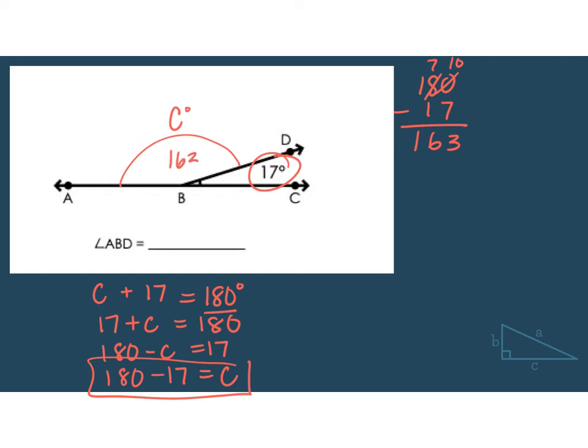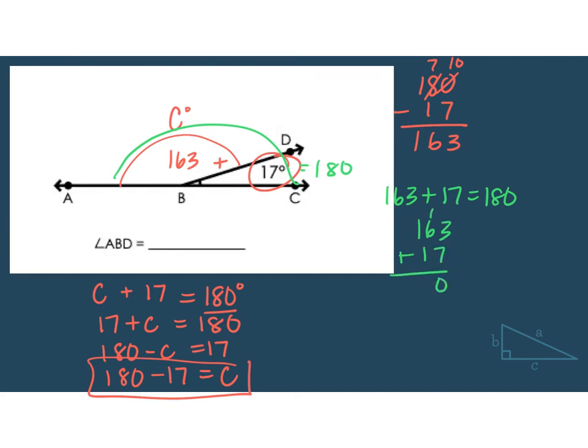Does 163 plus 17 equal 180? Let's see. 163 plus 17 equals 180. 163 plus 17. 3 plus 7 is 10. 1 plus 6 is 7 plus 1 is 8. 1 plus nothing is 1. 180.